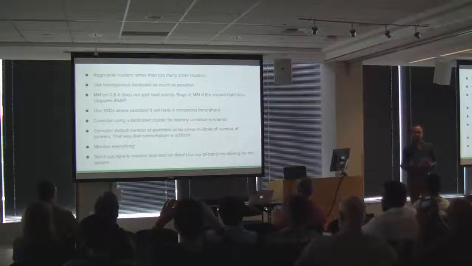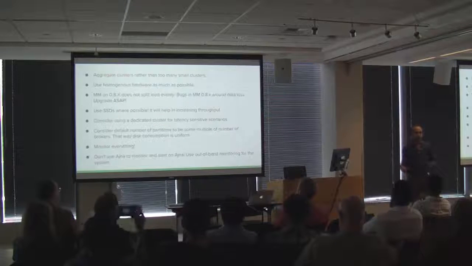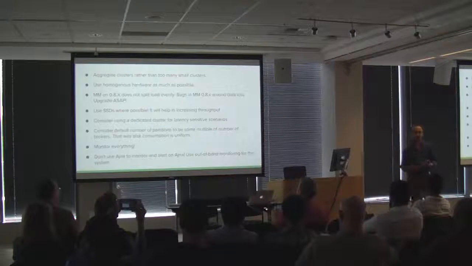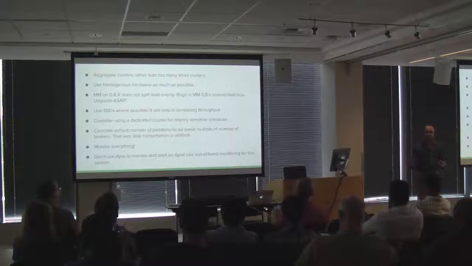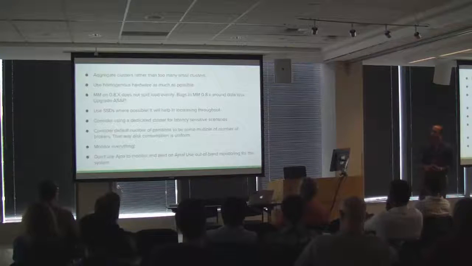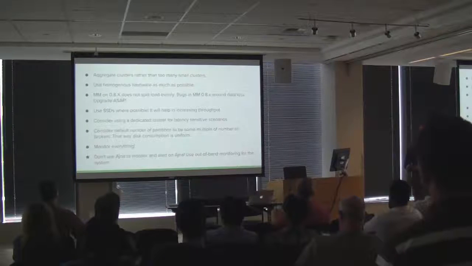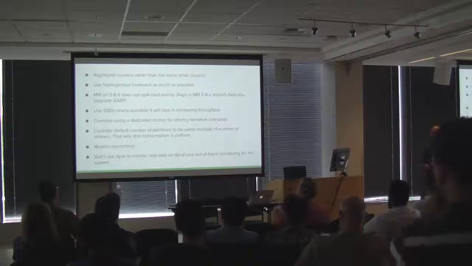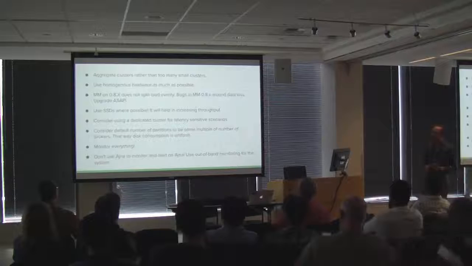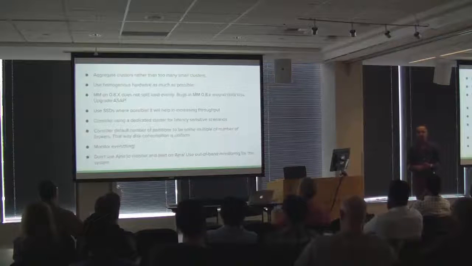For example, if you're going to use Zookeeper for every cluster, no matter how big or small Zookeeper is, you need to have at least 3 machines. So if you have more clusters, then you're spending that many resources on Zookeeper, which are really not doing anything. Use homogeneous hardware as much as possible, for the same reason of the disk usage that I talked about. Mirror Maker, upgrade ASAP. Use SSDs where possible for increasing throughput. Even using SSDs on Zookeeper will help in maintaining the consensus, so those checks are much faster.